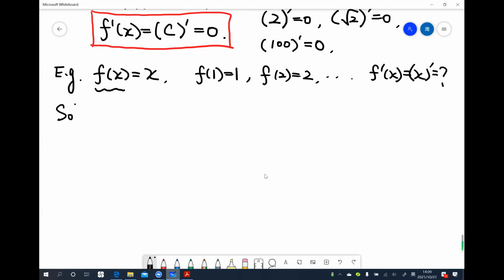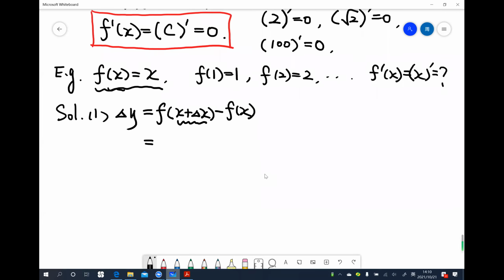So here we also use the definition. From the definition, if we want to calculate the derivative, we follow these 3 steps. The first one is to calculate the increment of y, right? And the increment of y equals f(x plus delta x) minus f(x). So here, can you tell me, f(x plus delta x) equals what, for the function f(x) equals x?